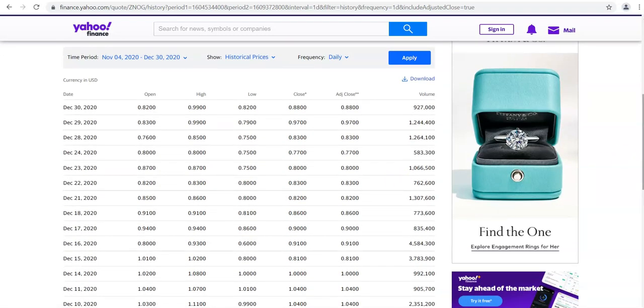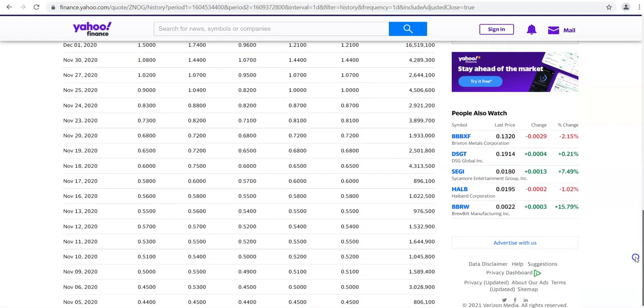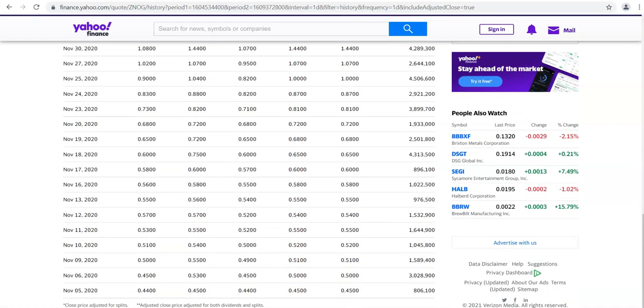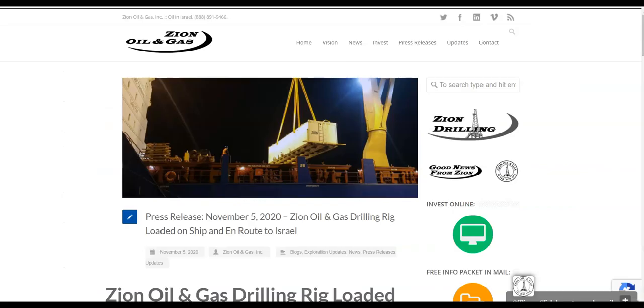So what happened on November the 5th? Okay, why did all of a sudden this stock just start moving on November the 5th? We still didn't have oil then, we don't have oil now, but what made it move? Fast forward, or actually backtrack to November the 5th, 2020.